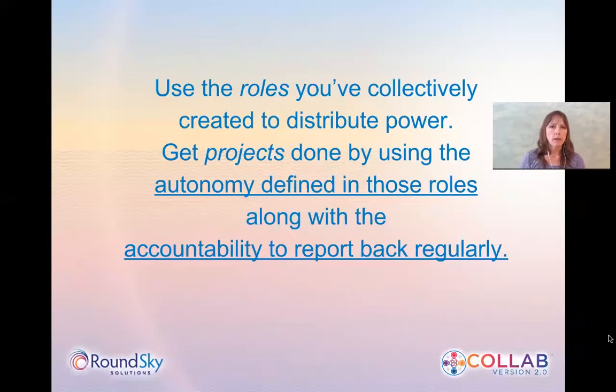So as we get rolling here, I wanted to start big on one of the key principles for effective collaborative accountability, namely, use the roles you've collectively created to distribute the power to get projects done, using the autonomy defined in those roles, along with the accountability to report back regularly. These reports really happen in your standard meeting practice for your team and enable a self-organizing team to be collectively or collaboratively accountable, which means you're not relying on a manager to keep track. Each person and the whole team are doing the tracking together.